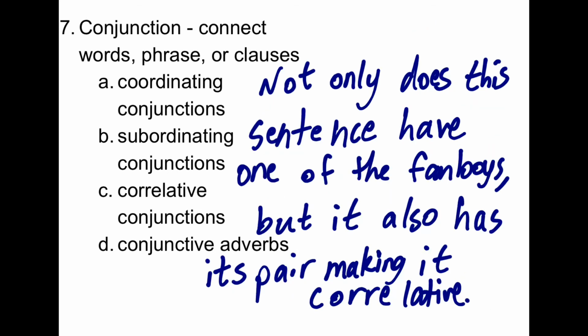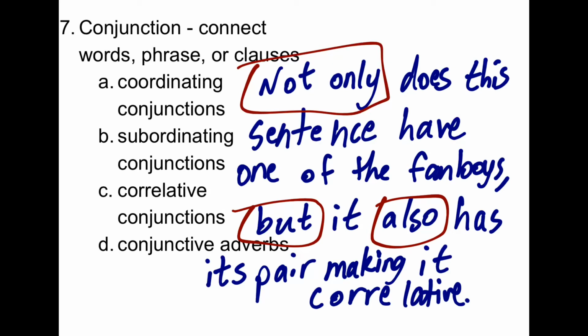A student might look at a sentence like this. Not only does this sentence have one of the fanboys, comma, but, it also has its pair, making it correlative, and they might say, comma, but. That's the conjunction. It's coordinating. But also, and not only, work together as a pair. That's called a correlative conjunction. Same function as a coordinating conjunction, but it comes in a pair.